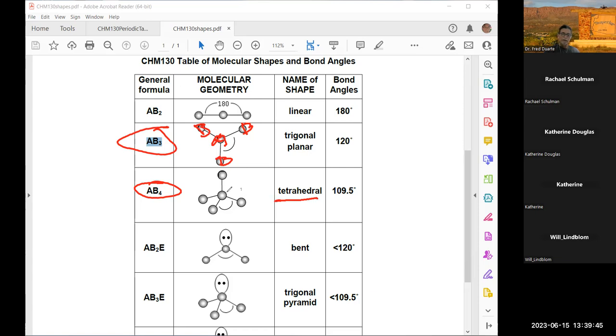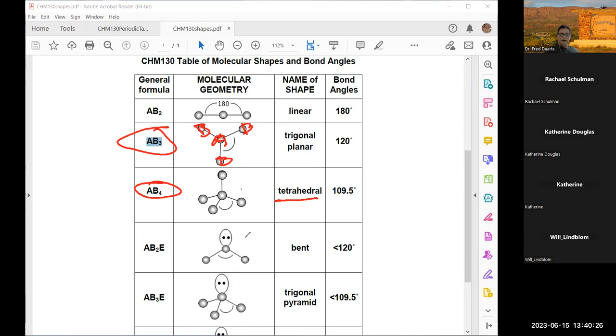Remember that these bonds represented by these lines are made up of electrons. And being electrons, there's two electrons in that bond, they want to repel and stay away as much as possible from another bond. So they're going to spread out and put themselves in a configuration that minimizes the repulsion of the electrons. When you have four bonds, the arrangement that best minimizes repulsion is this tetrahedral.